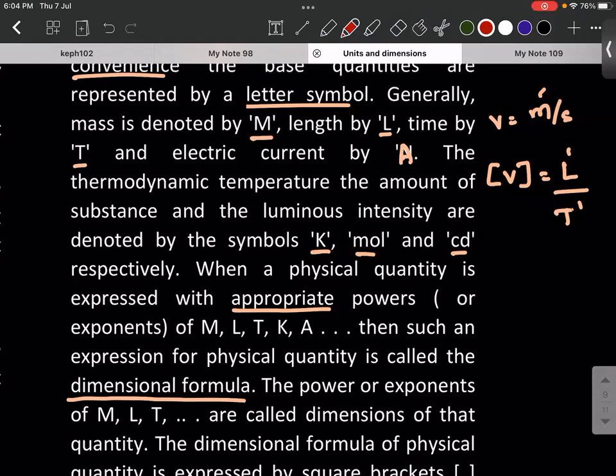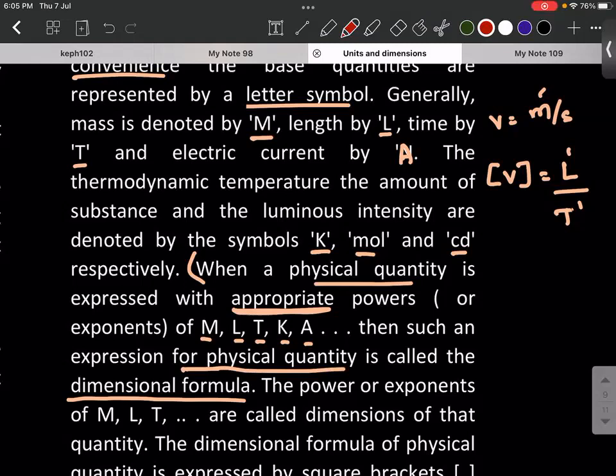Now you read the statement, you will understand things better. When a physical quantity is expressed, I repeat it, with appropriate powers or exponents, powers are also called exponents, of M, L, T, K, A, then such an expression for the physical quantity is called the dimensional formula.